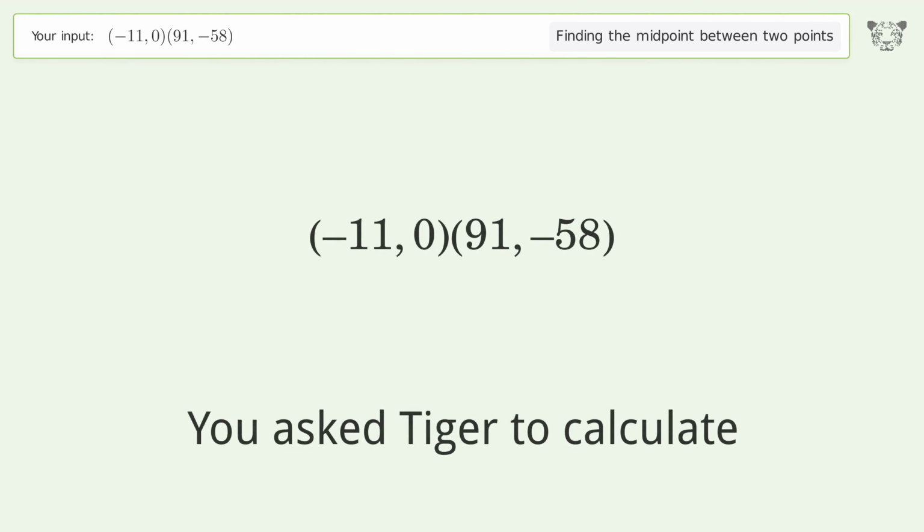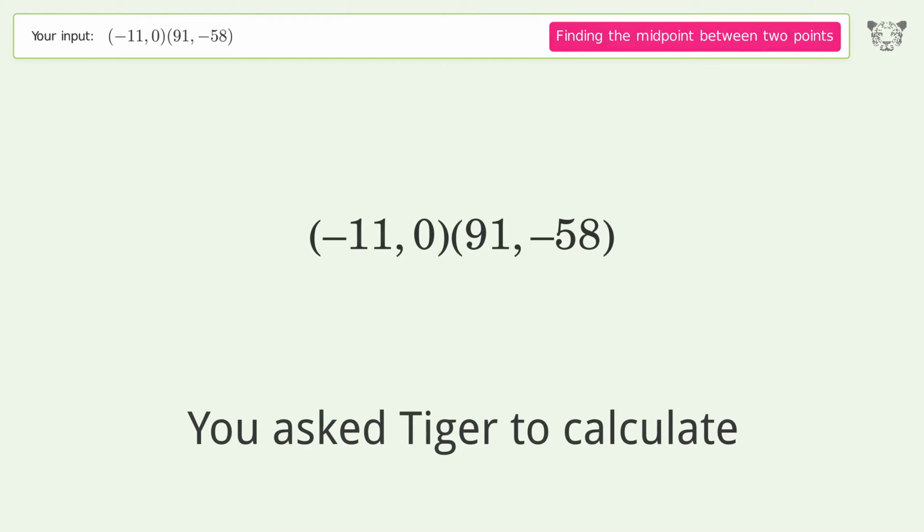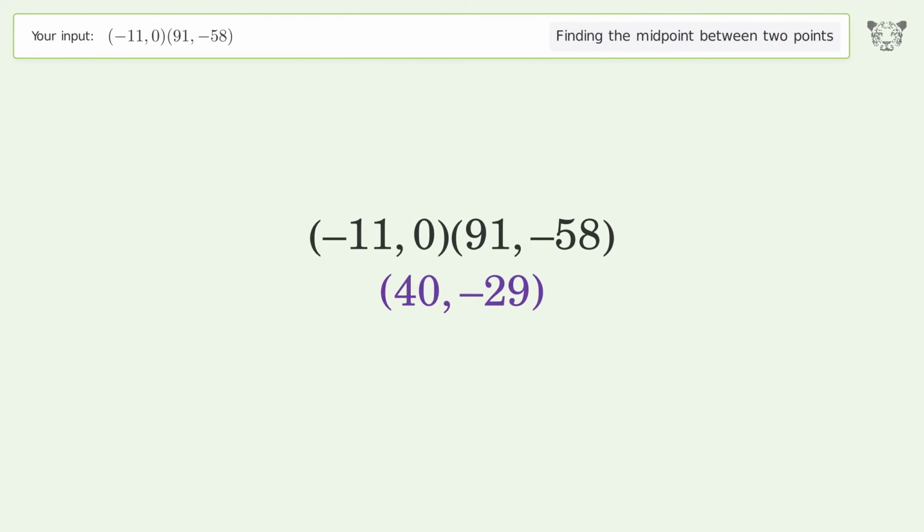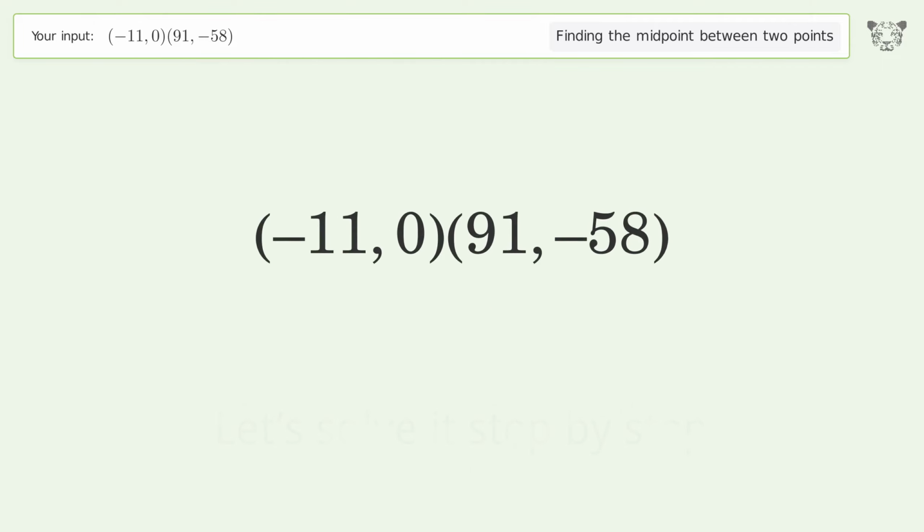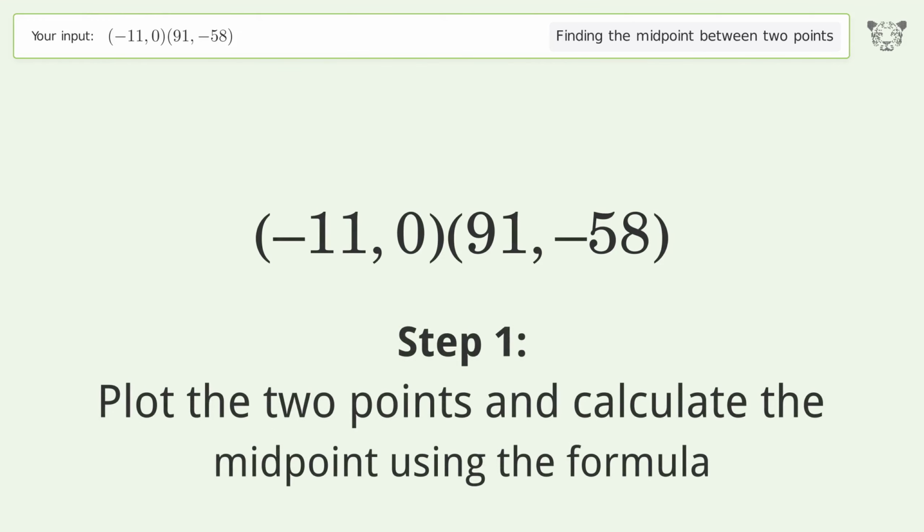You ask Tiger to calculate. This deals with finding the midpoint between 2 points. The midpoint between the 2 points is 40, -29. Let's solve it step by step. Plot the 2 points and calculate the midpoint using the formula.